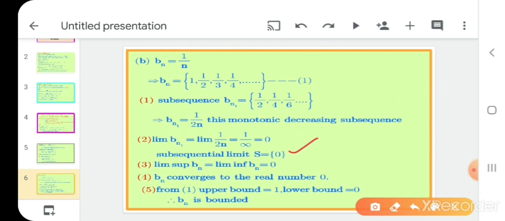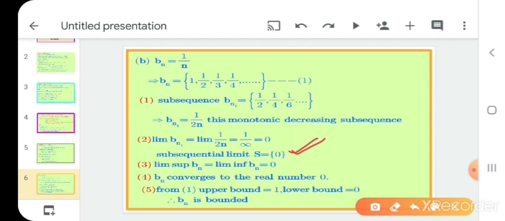Limit supremum of Bn equals limit infimum of Bn equals 0 only. Why? We have only one value, that is 0, in the set of subsequent limits. That implies infimum is 0 and supremum is 0. So I write limit supremum of Bn equals limit infimum of Bn equals 0.